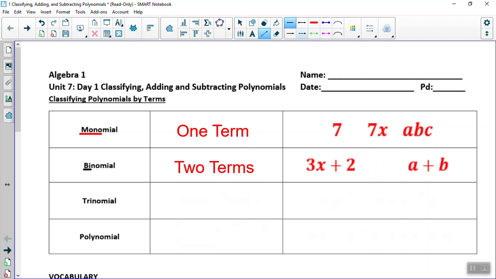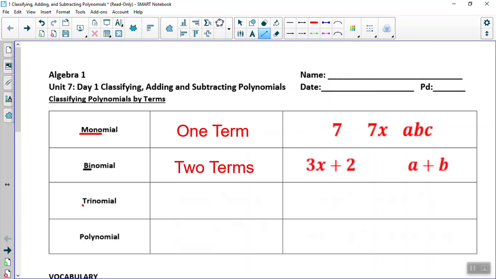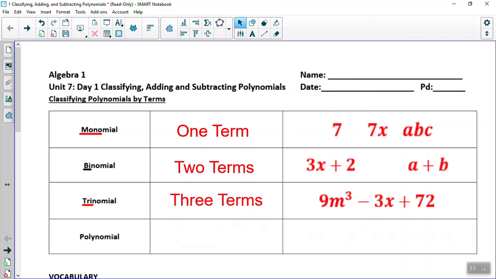Right? A trinomial. So I'm sure you've guessed that by now. A trinomial means something with three terms. Tri means three. So a trinomial is something with three terms. So some examples. So here we have a trinomial. We have 9m cubed minus 3x plus 72. So this expression here has three terms. So we consider this to be a trinomial.